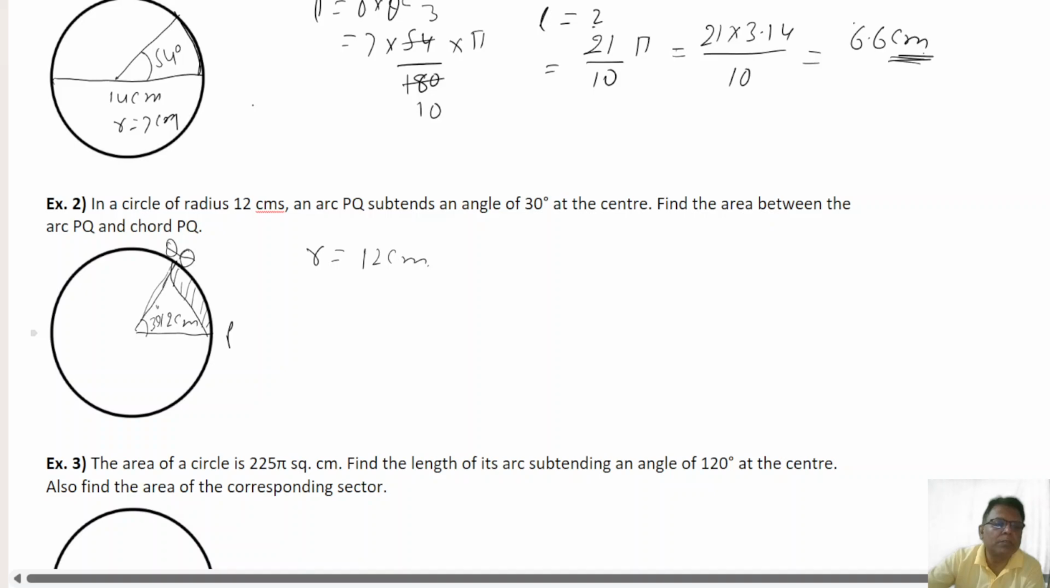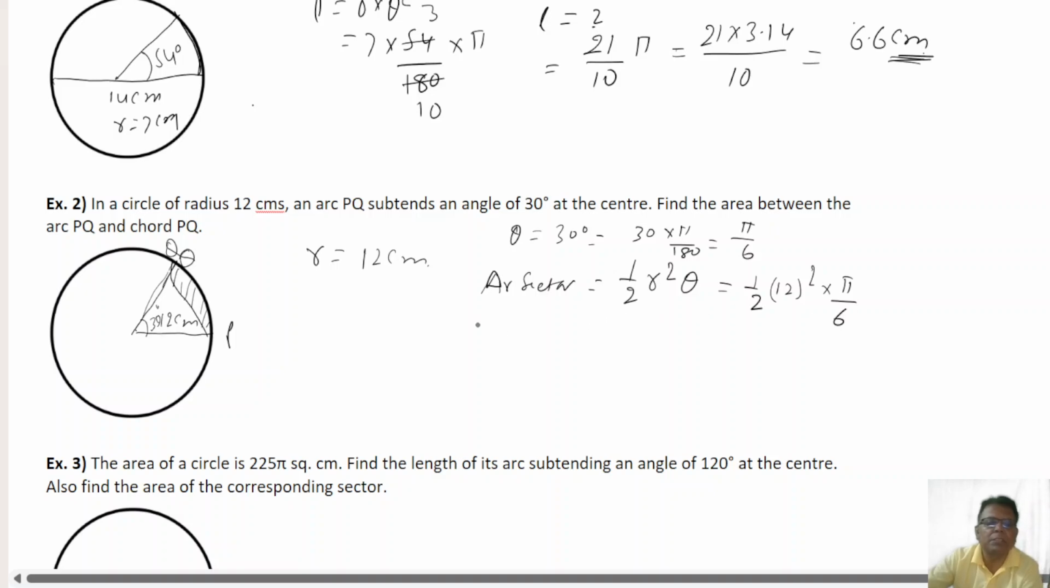So if we know the sector formula, area of sector is equal to half r square into theta. Theta is 30 degree. That means 30 into pi by 180, that is equal to pi by 6. So half into r square, 12 square, into pi by 6. This is the sector area.